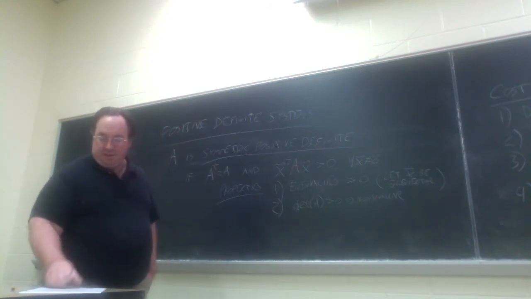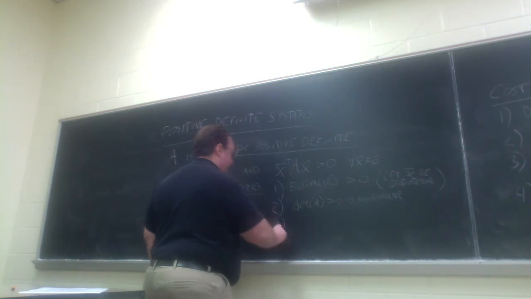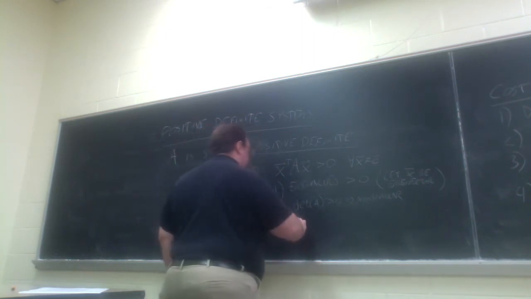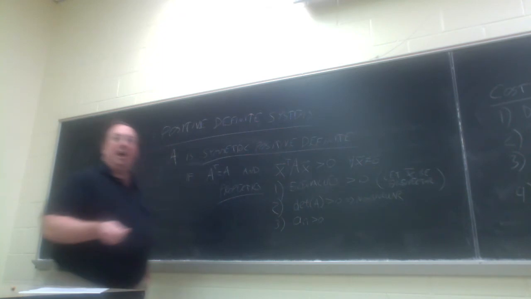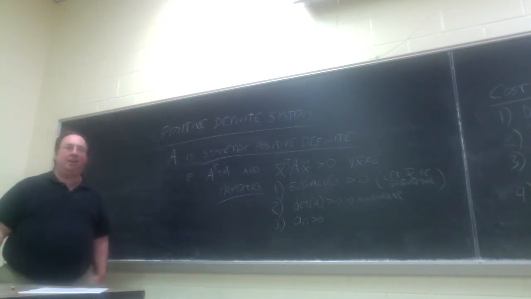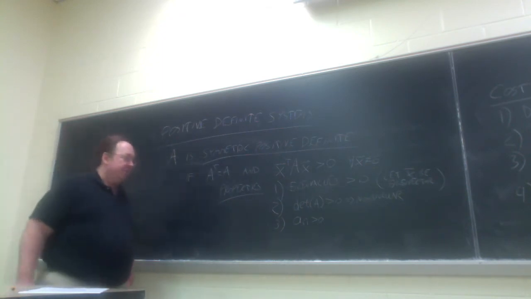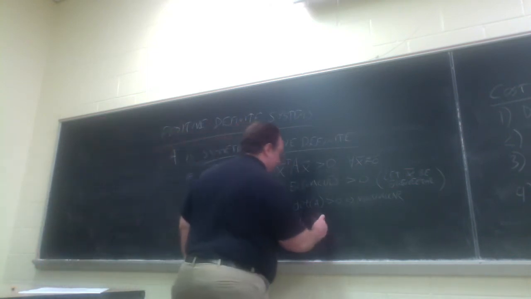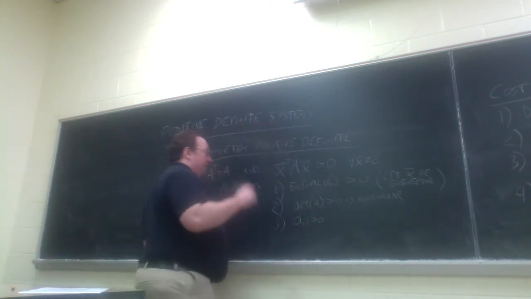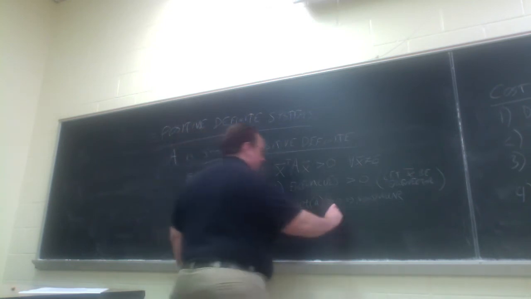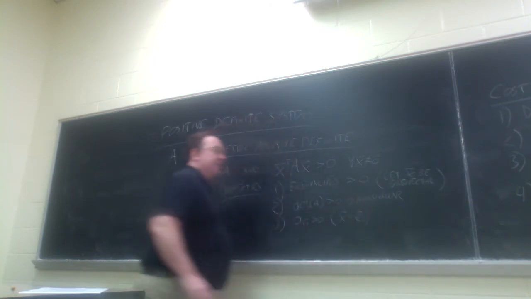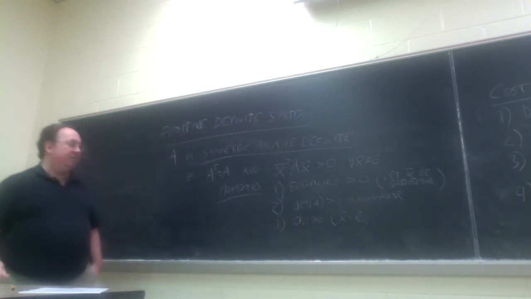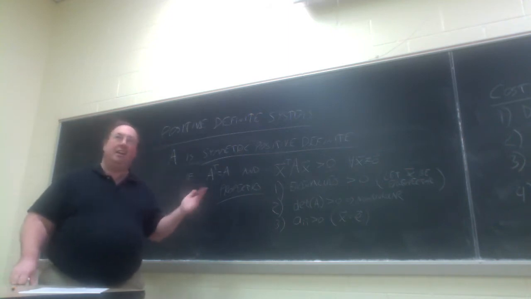Also, the diagonal entries are all strictly positive. So in fact, that would be one easy way to rule out a matrix being positive definite if any of the diagonal entries are non-positive. And that's not an if and only if thing, but it's something you can check. And the way you can see that is if you let x be equal to e_i, the ith column of the identity, then x transpose Ax would be a_ii, and that has to be positive.